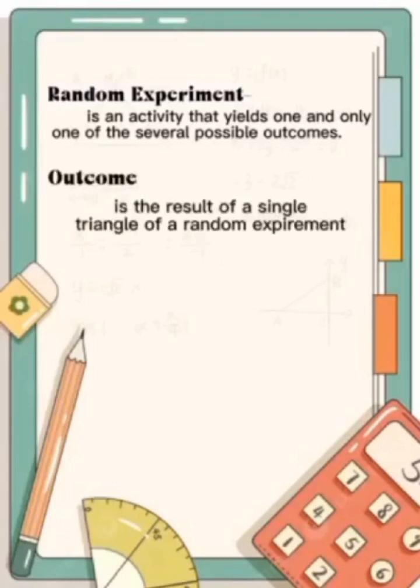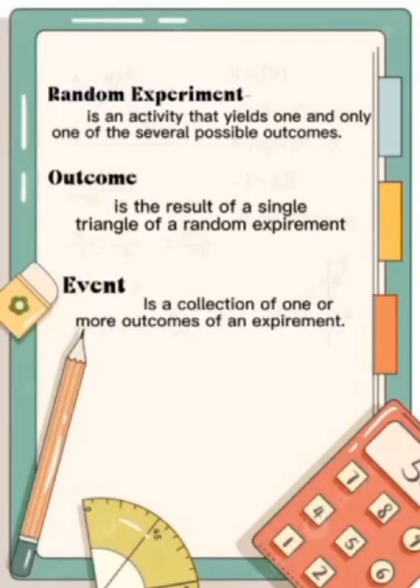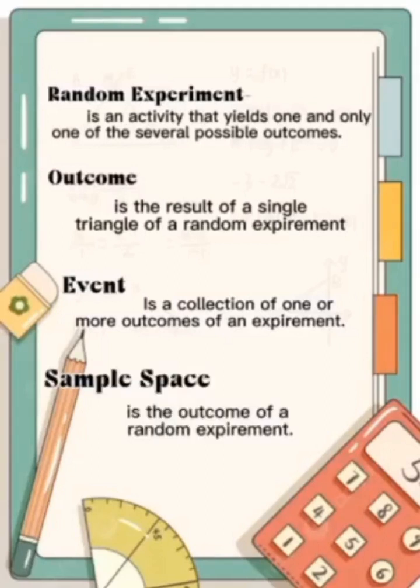Outcome is the result of a single trial of a random experiment. Event is a collection of one or more outcomes of an experiment. Sample space is the set of all outcomes of a random experiment.